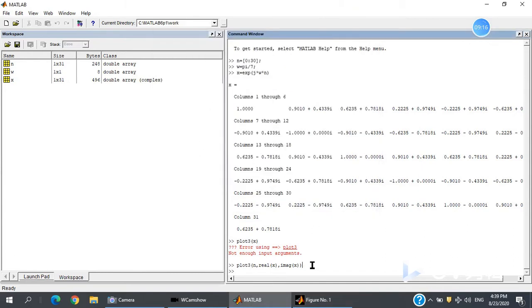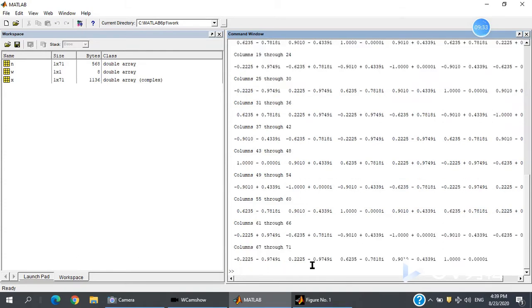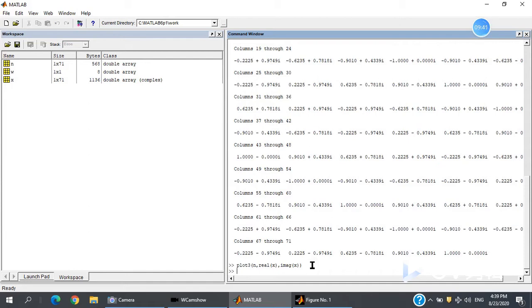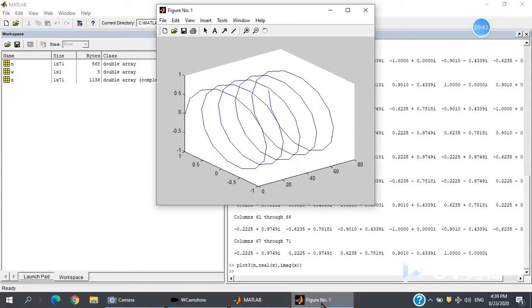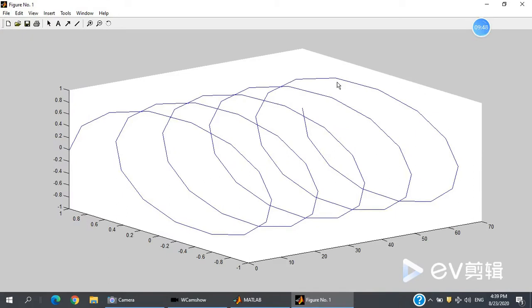Okay, I can give more. Here what is n? I use 30. I double it a little bit more. 70. Okay, n is 70. Then x uses the same formula, exponential power of j omega to the n. Okay, and then plot it, 3-dimensional. This one looks better. It just turns around, right? It's cool.